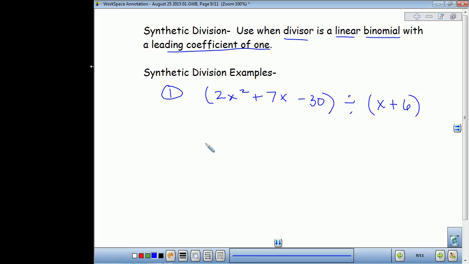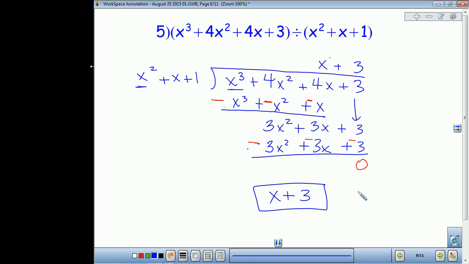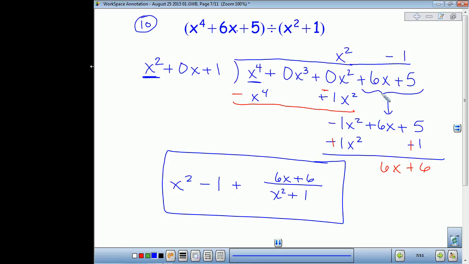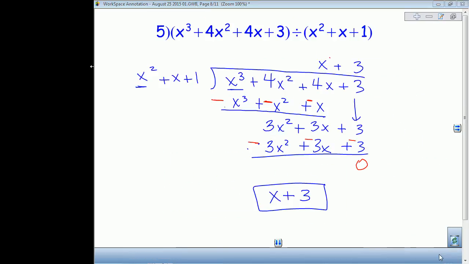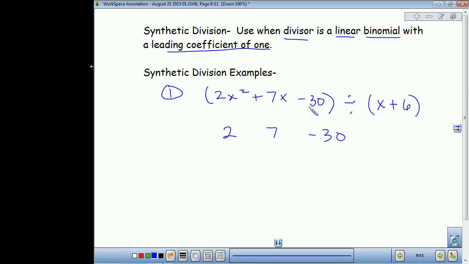What we do when we're using synthetic division is the first thing we do is pick off all the coefficients and the constant from the dividend. The coefficients and the constants. Now, in this case, I said you could put in the zeros. With synthetic, if we're missing any terms, you must put in the zeros. It's not an option.